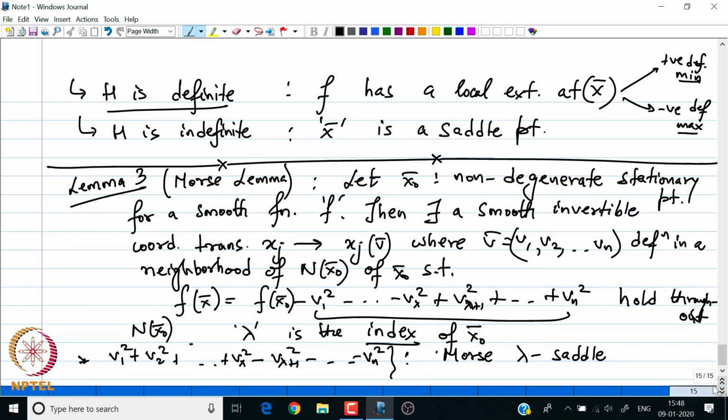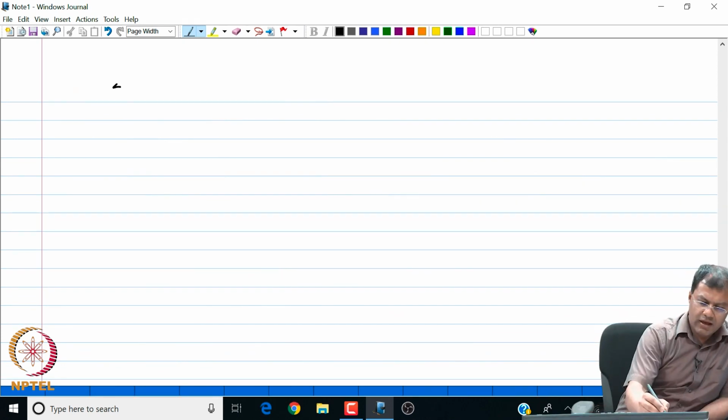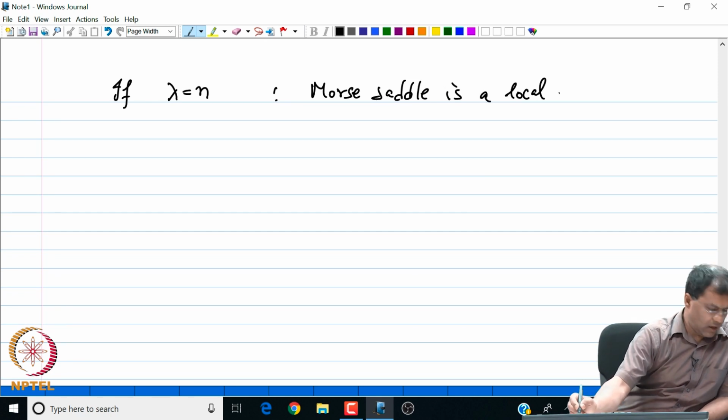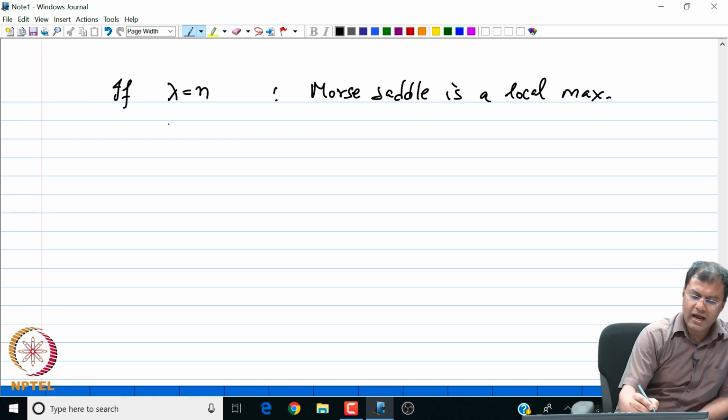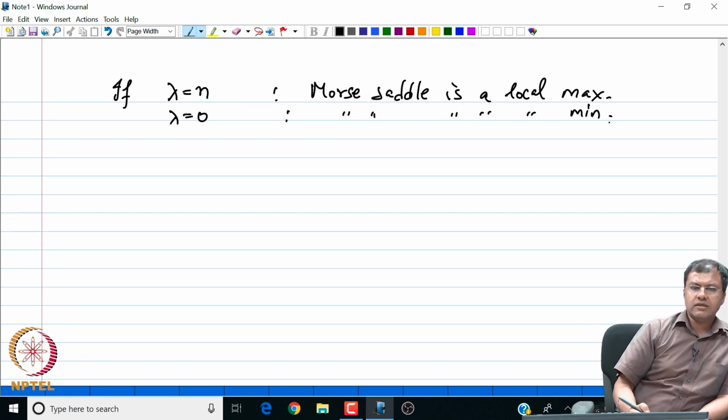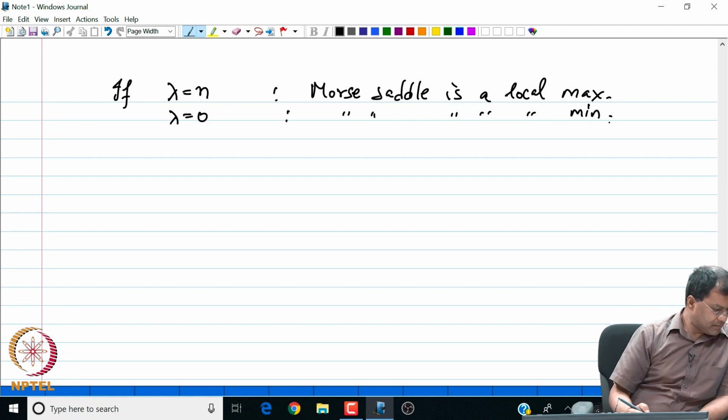So, the conclusion here is, if the index is n, then my Morse saddle is a local maxima. On the other hand, if lambda is 0, then my Morse saddle is a local minima, right. The functional value at x naught is the lowest possible value among all such points x in the neighborhood of x naught in the second case.